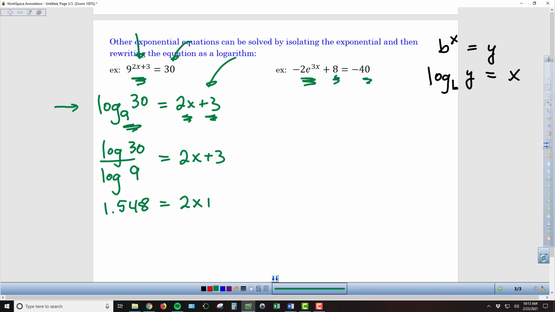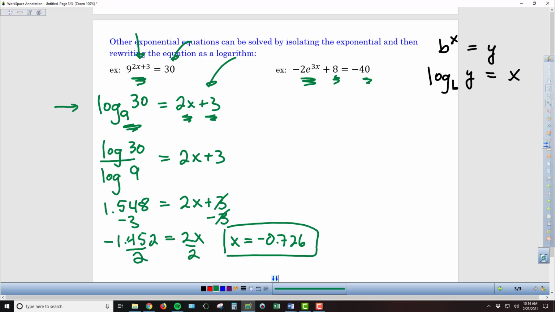And so then that equals 2x plus 3. So now we're in ordinary territory. It's just we have this decimal number that's hanging out in our problem. So I'm going to subtract 3 from both sides. So I can use a calculator to help me get negative 1.452 as the answer, equals 2x. And then my last step is to divide both sides by 2. And so then we get x equals negative 0.726.